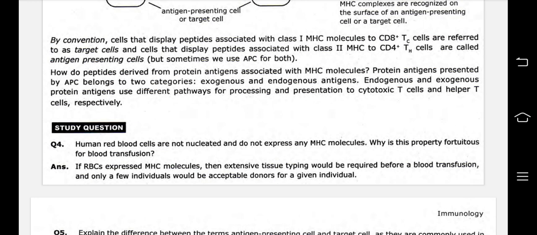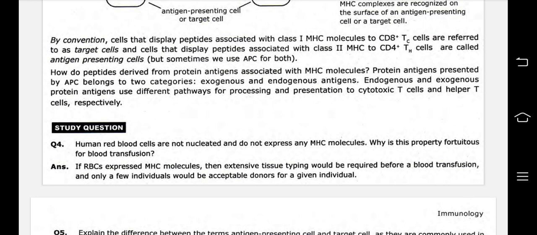So how do peptides derived from protein antigens become associated with MHC molecules? Protein antigens presented by APCs belong to two categories: exogenous and endogenous antigens. Endogenous and exogenous protein antigens use different pathways for processing and presentation to cytotoxic T cells and helper T cells respectively.